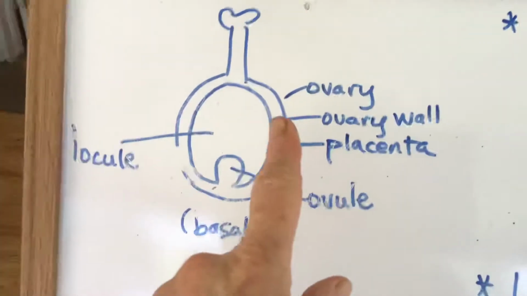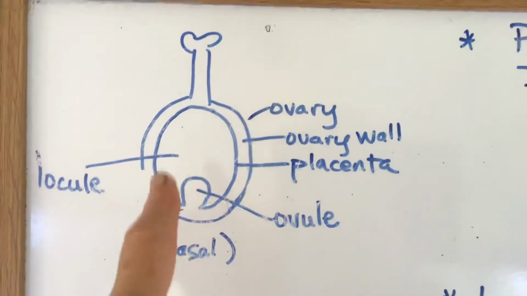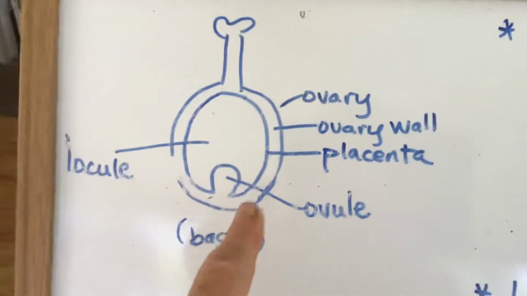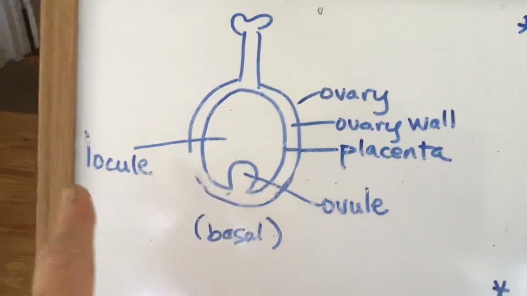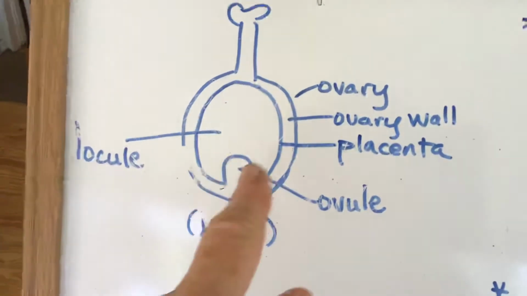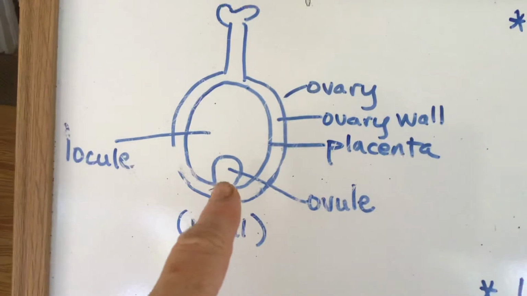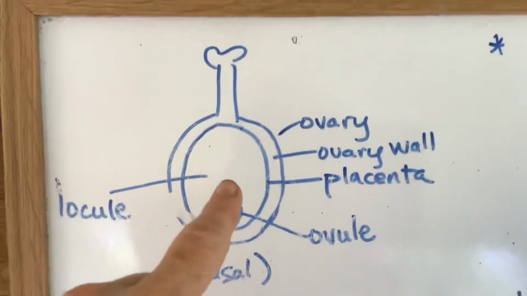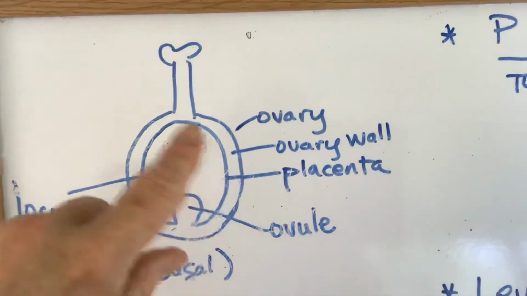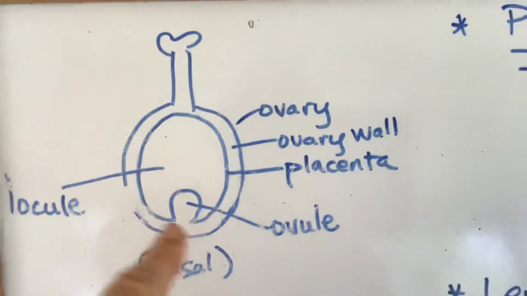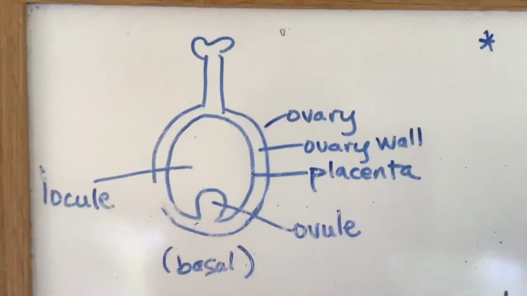And then you have the placenta, which would be the tissue that is just inside, lining the locule, which is the space that is surrounding the ovule. So this is empty space. The placenta would be lining that, and the ovule would be attached to the placenta.